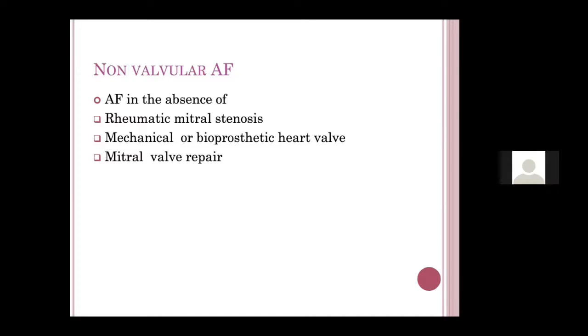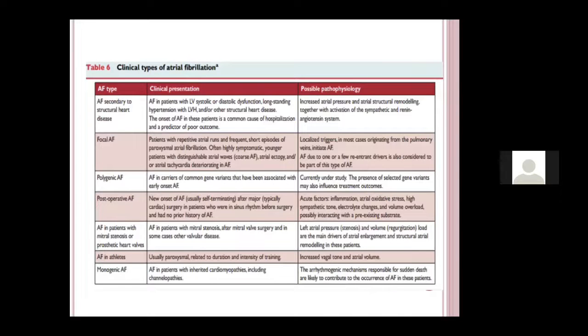Any mild rheumatic mitral stenosis will still be considered as non-valvular. Even a mild MR, which is rheumatic, will be considered as non-valvular. Bioprosthetic is definitely a non-valvular AF, and after a patient undergoes mitral valve repair, not replacement, repair, it is considered as a non-valvular AF. So these are the various clinical types of AF as I discussed.